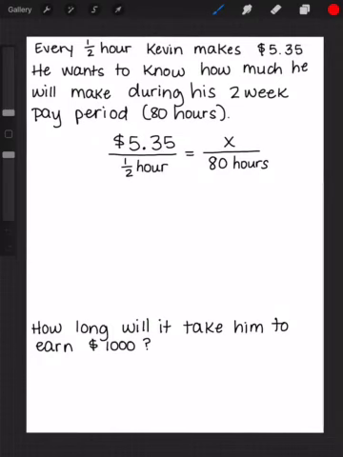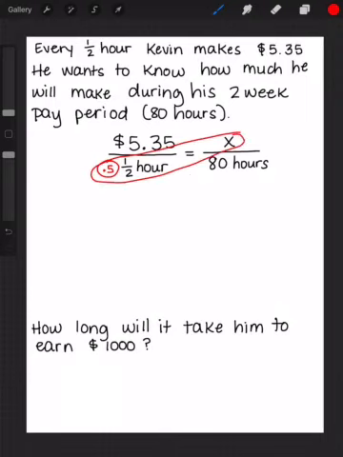All right, in this one, every half hour, Kevin makes $5.35. He wants to know how much he will make during his 2-week pay period, which is 80 hours. So we get $5.35 for a half hour, which is 30 minutes, or I'm actually going to use 0.5 for that so that I have everything in the same format. And then we want to know how much money he is going to make in 80 hours, which is his 2-week pay period. So again, I'm going to cross multiply.